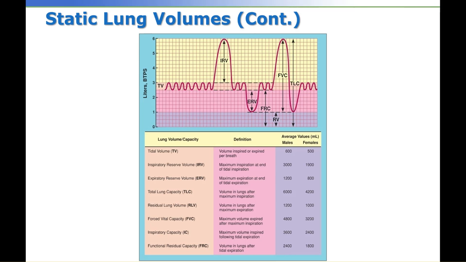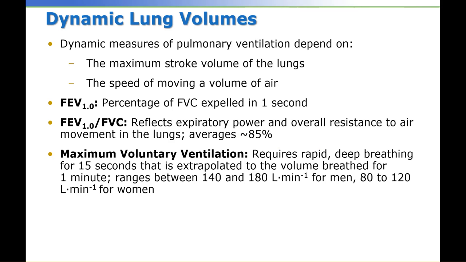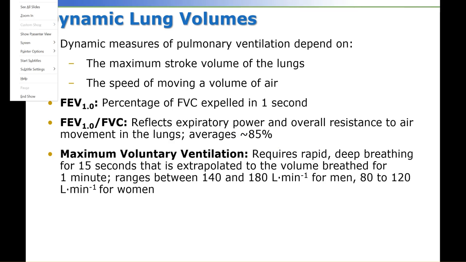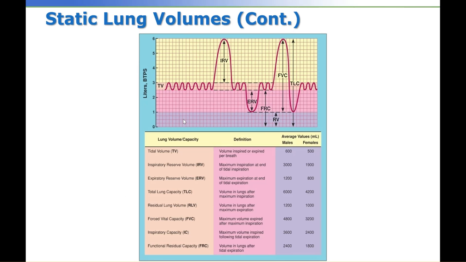So you have a tidal volume, your inspiratory reserve volume, expiratory reserve volume, forced vital capacity, your functional residual capacity, your TLC, which is your total lung capacity, and then your RV, which is your residual volume.